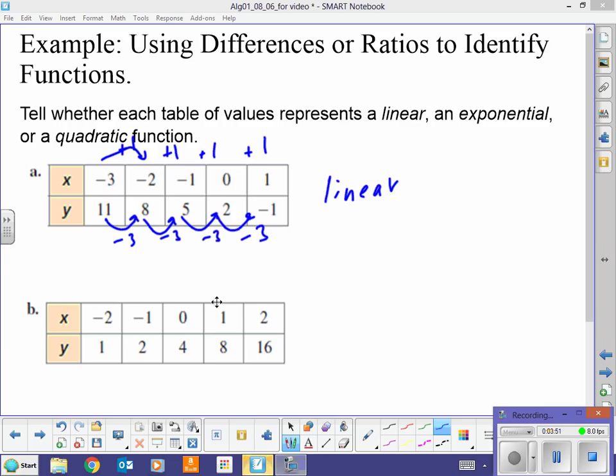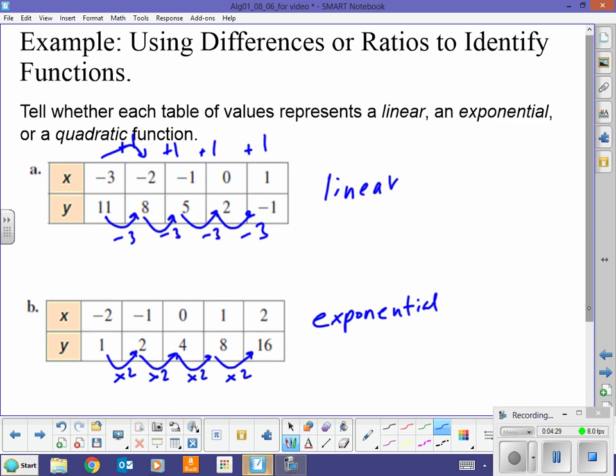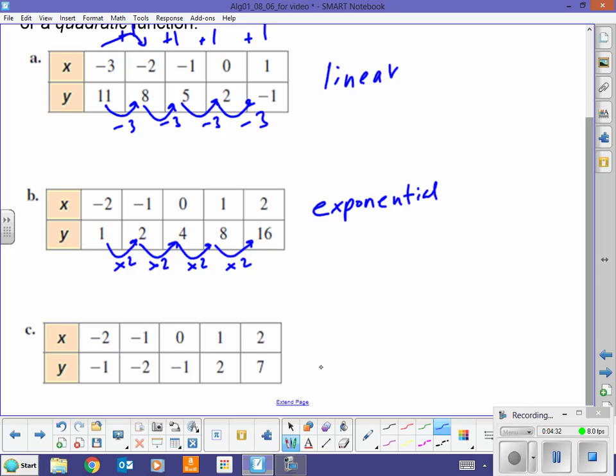And for B, again, we have constant change in our x values. These are all increasing by 1. And what's happening here? 1 to 2 to 4 to 8 to 16. So in this case, this is 1 times 2. 2 times 2 is 4. 4 times 2 is 8. 8 times 2 is 16. So in this case, we have a constant ratio. Constant ratio means that this one's going to be exponential. And we've seen these before.